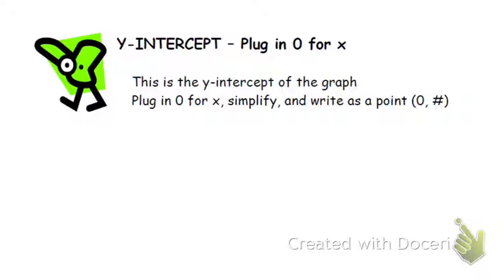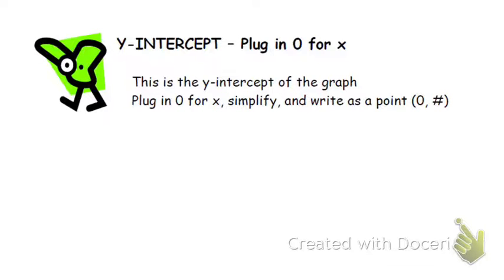So at the very bottom of that paper, we're going to talk about the y-intercept. So to find the y-intercept, we're going to plug the 0 in for x and solve it for y and simplify it. So this is at the bottom. So we're going to talk about the r and the y.